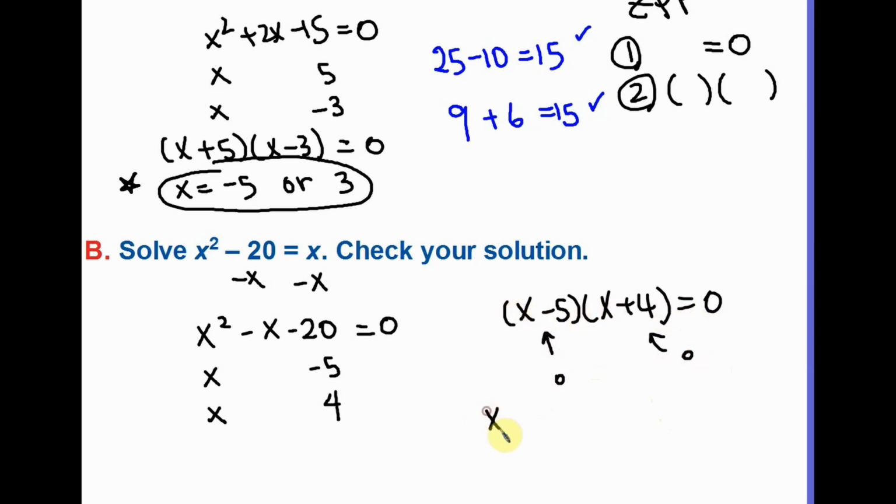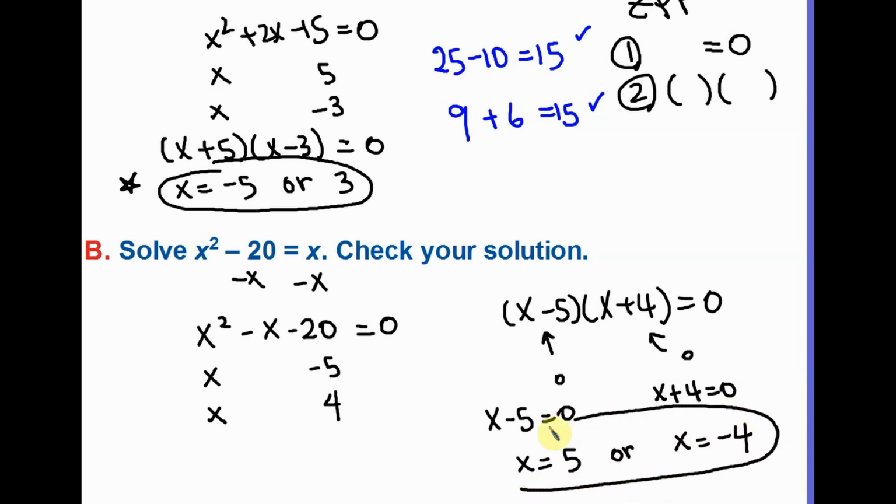So if x minus 5 is equal to 0, x has to equal 5. X plus 4 is equal to 0 means x has to equal negative 4. So if you have 5 or negative 4, these will be the answers of the equation.